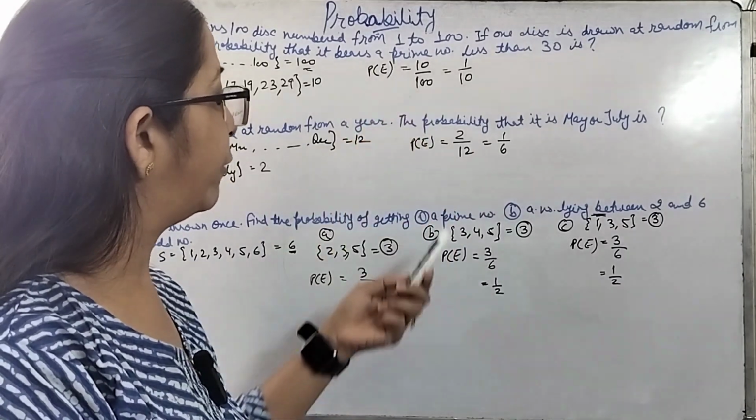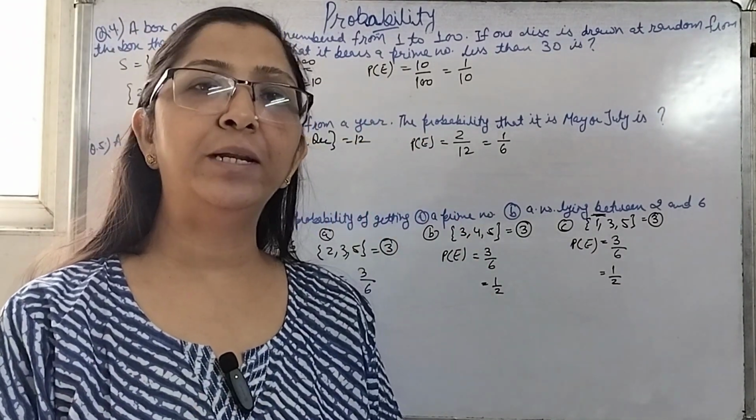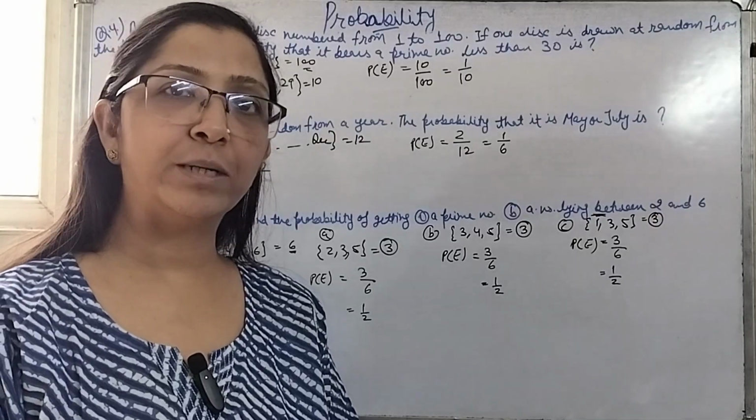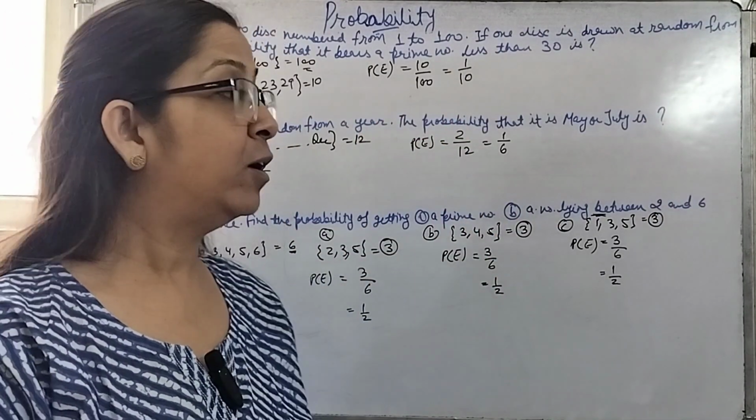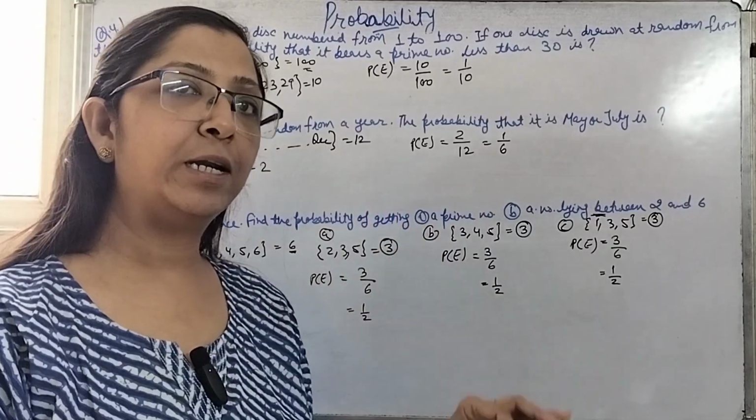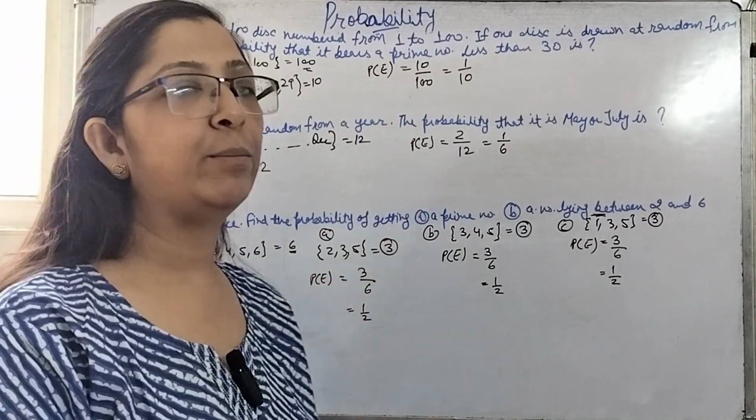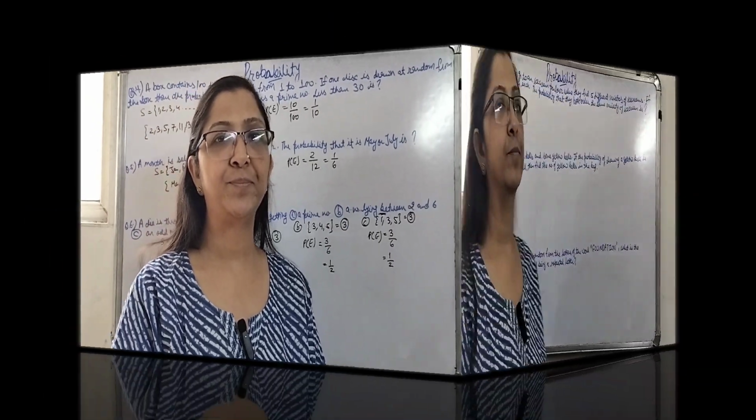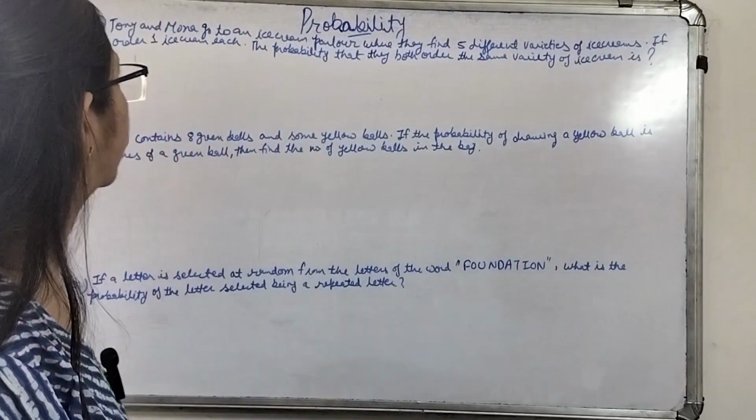So this is how we have to find what the sample space could be. That means what all the possible outcomes are, and for the event, what all the favorable outcomes are. Once we know the total possible outcomes and total favorable outcomes, it is very easy to get the probability of the event. Now let's see the next 3 questions.